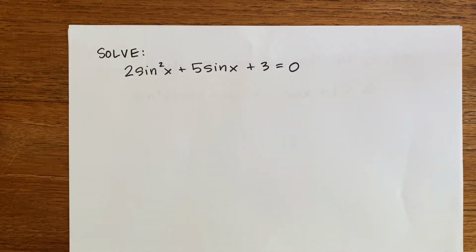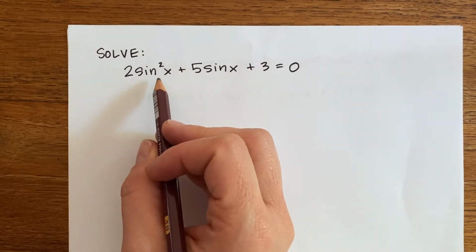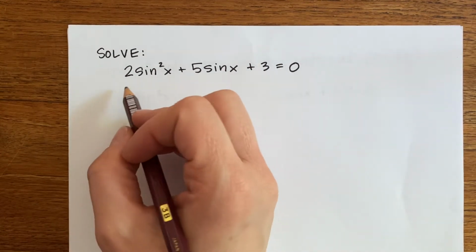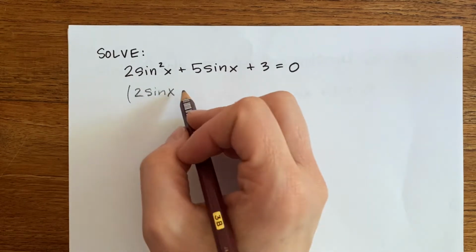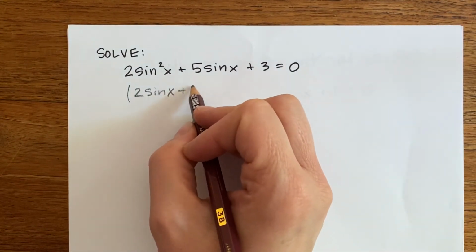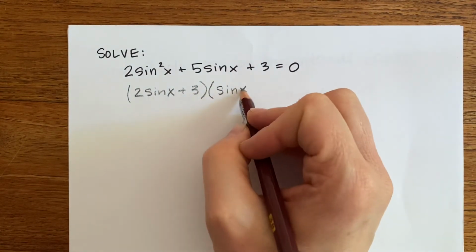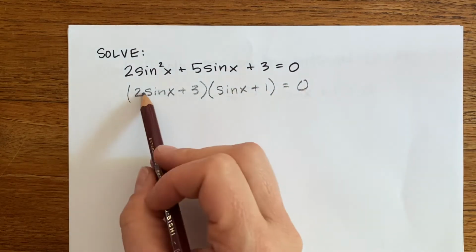Next factoring question you had on your homework last night was this one. 2 times the sine squared of x plus 5 sine plus 3, which is totally intimidating until you realize it factors like a trinomial. 2 times the sine of x plus 3 times the sine of x plus 1. And if you're not sure, you can check it out.